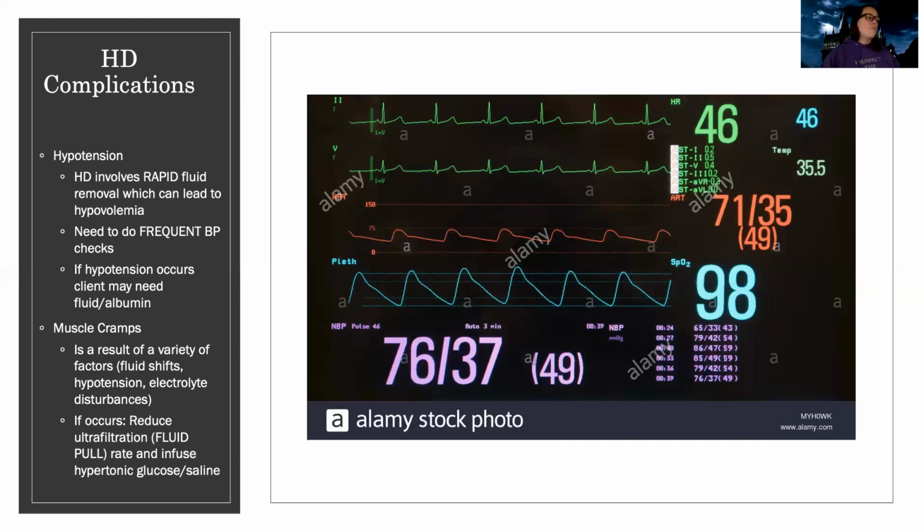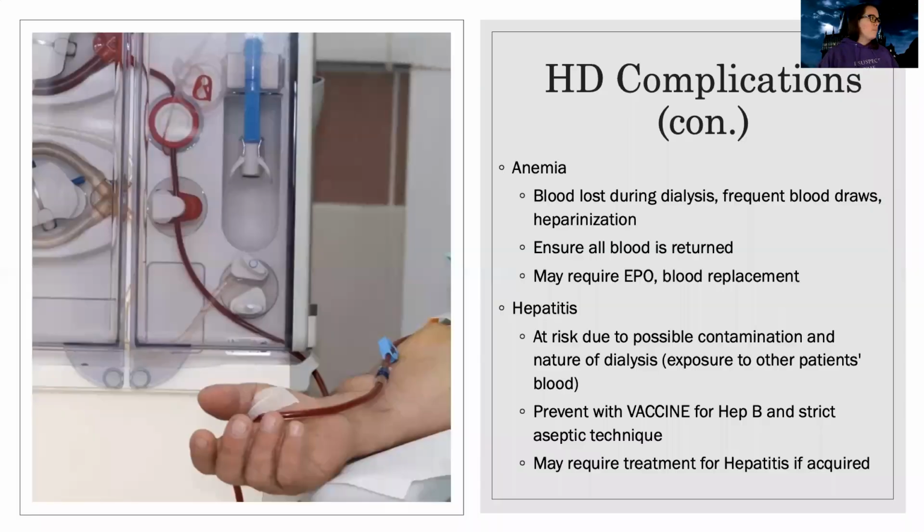Or they can also infuse some glucose or hypertonic saline, just small amounts, just to help, and that sometimes can decrease those muscle cramps. There's also the risk of anemia because there's blood loss during the dialysis procedure, because literally part of their blood system is getting filtered through this machine, and we return as much blood as we can, but there's always going to be some blood loss.